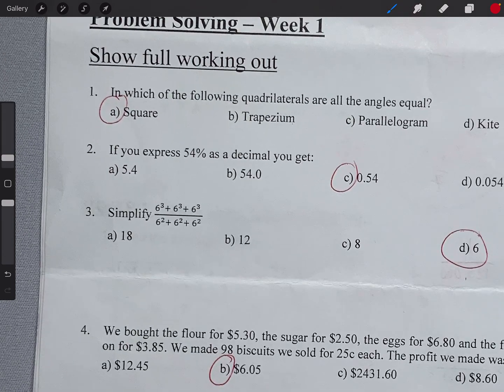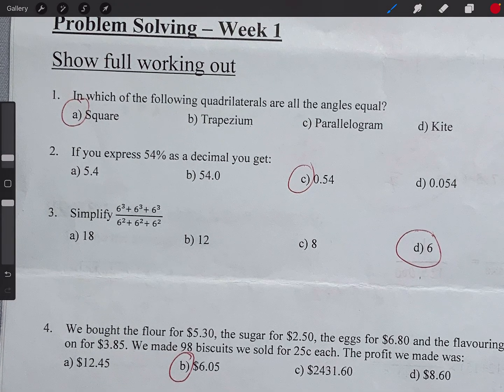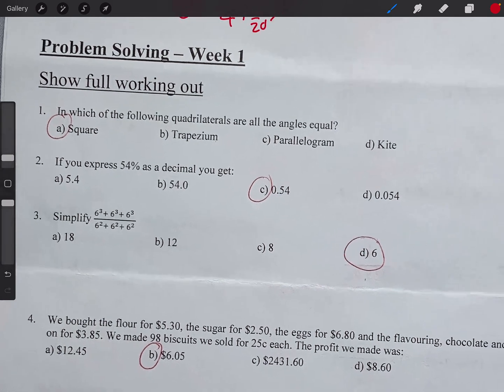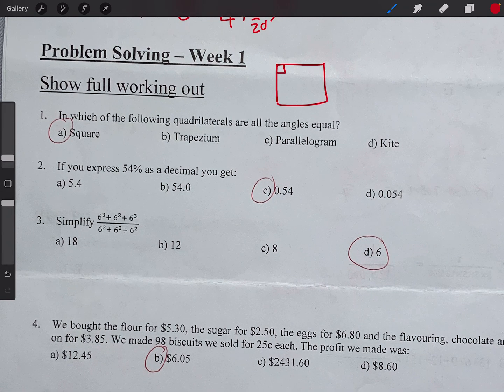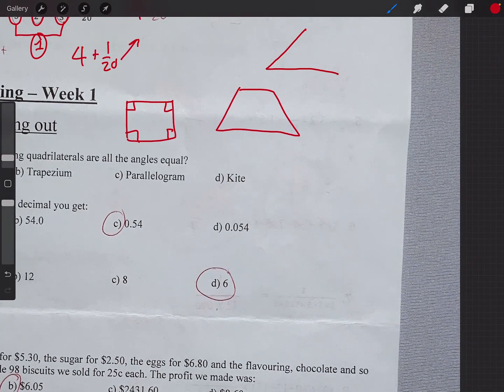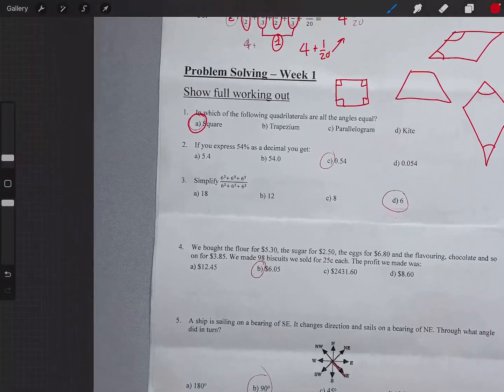Now, which of the following quadrilaterals have all the same angles? Okay, so what it means is all the angles are equal. So a square, you got 90, 90, 90, 90. Therefore, a square has all of the angles equal. Trapezium, I don't think so. Parallelogram, nope. This is an obtuse angle, this is an acute angle, they're not the same. A kite looks like this. This angle is definitely smaller than that angle. Okay, so no. Only the square has all the angles the same.